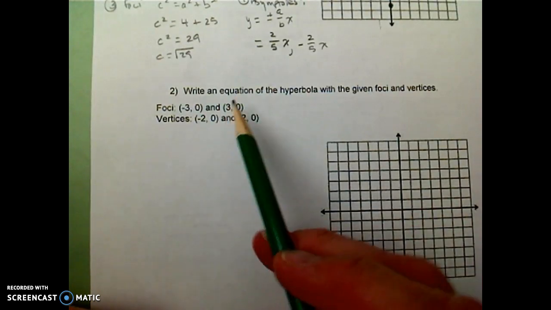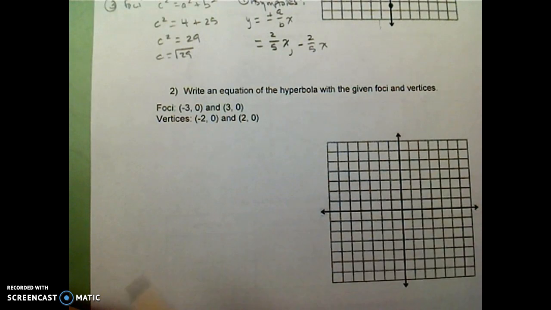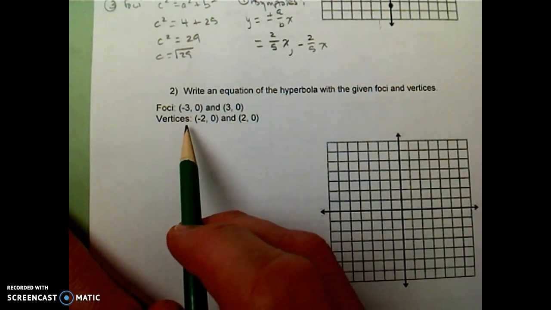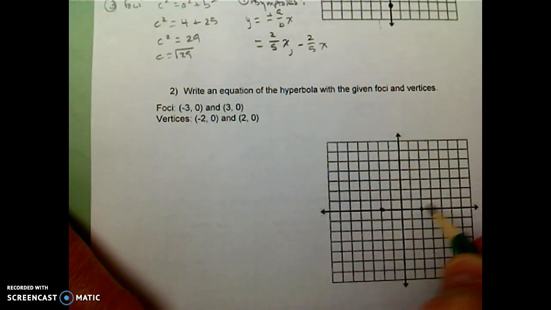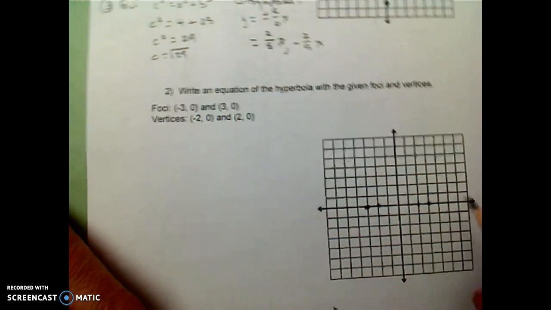Also, we can work backwards to write an equation of a hyperbola if we know something, say for instance the foci and the vertices. So let's take a look at this example. Vertices at -2, 0, and +2, 0. So this has a horizontal transverse axis. Foci at 3, 0, and -3, 0.